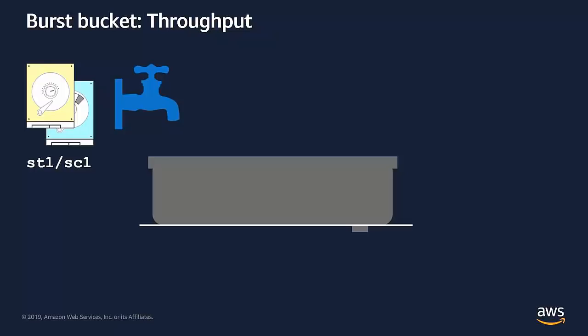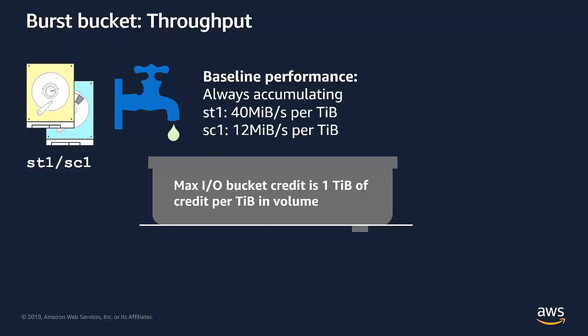Throughput volumes have the same token bucket model as GP2, except performance is measured on a different vector. Volume size determines the baseline throughput of your volume and is the rate at which the volume accumulates throughput credits. For example, a 2 terabyte ST1 volume will accumulate credits at a rate of 80 megabytes per second. Volume size also determines the burst throughput of your volume, which is the rate at which you can spend credits when they are available.